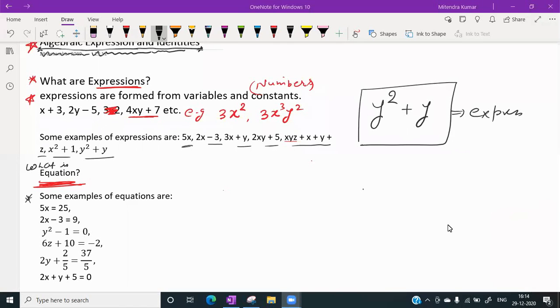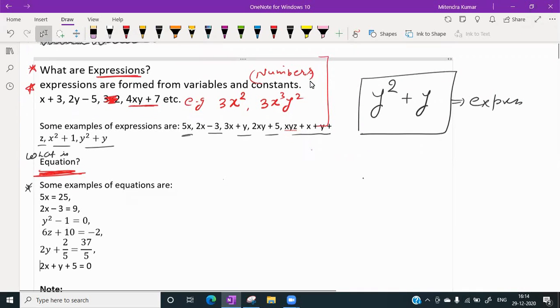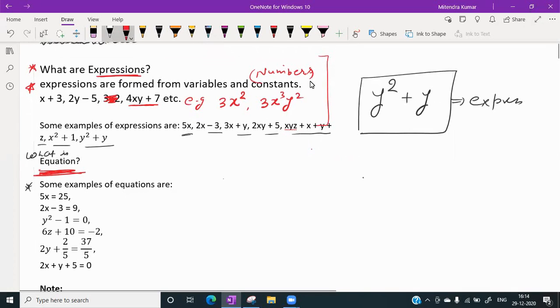Okay, so if any new students, like Lakshya, Meridani, you can make a note with this. And Rubir and Mansa, I think you have noted down, so no need to write again. So just make a note: what is expression and some examples, what is equation and some examples. Yes, sir. Done writing.